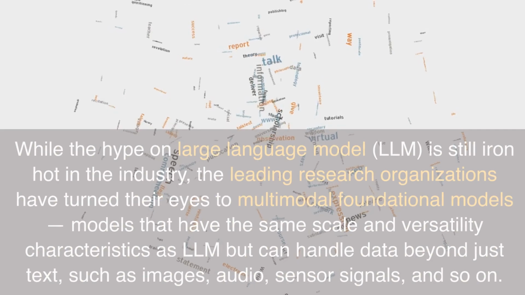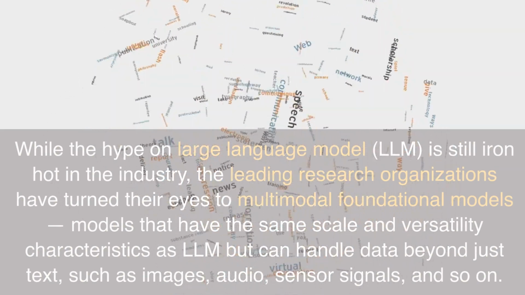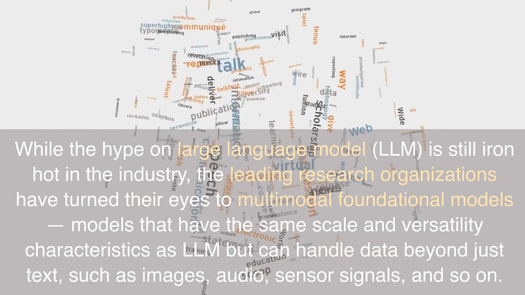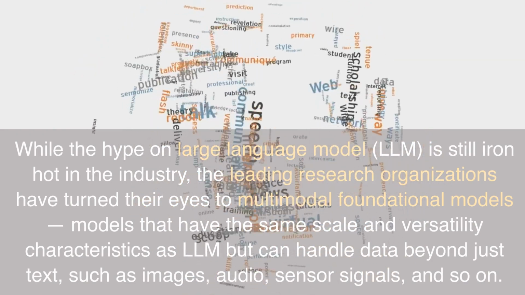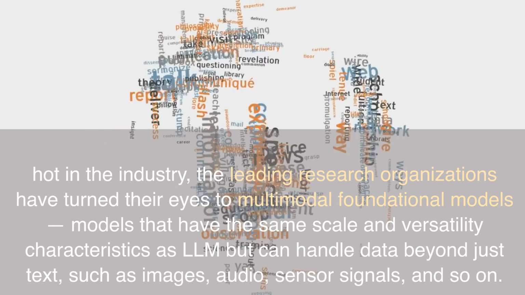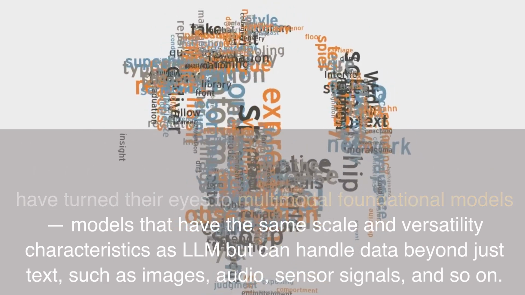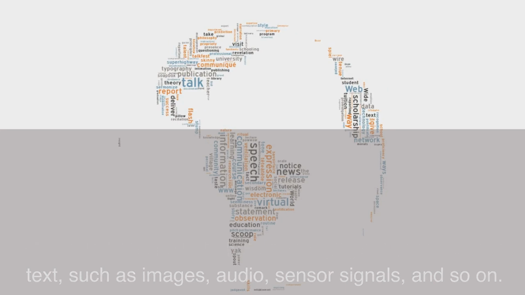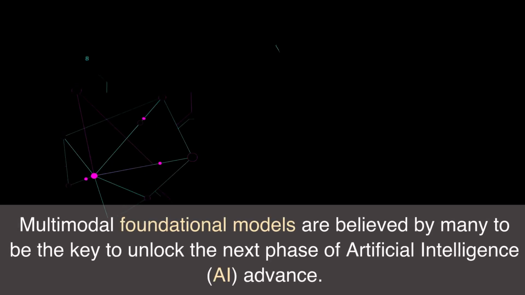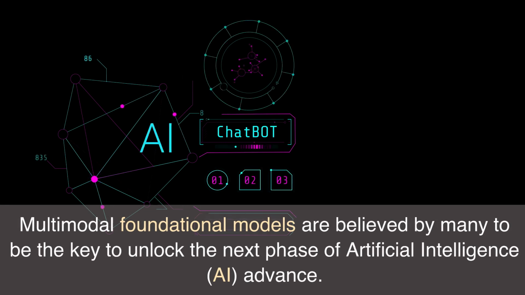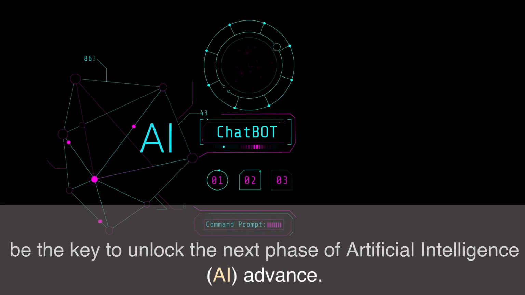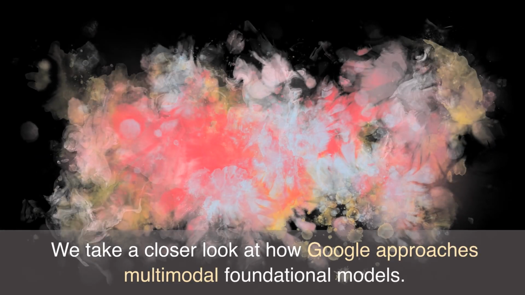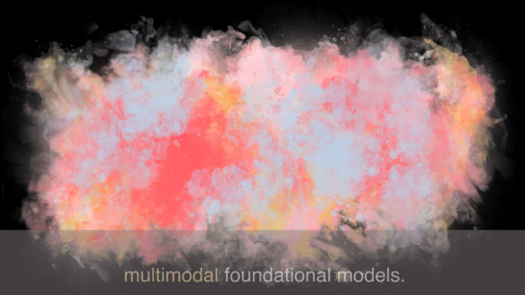While the hype on large language models, LLMs, is still red hot in the industry, the leading research organizations have turned their eyes to multimodal foundational models, models that have the same scale and versatility characteristics as LLMs, but can handle data beyond just text, such as images, audio, sensor signals, and so on. Multimodal foundational models are believed by many to be the key to unlock the next phase of artificial intelligence, AI, advance. We take a closer look at how Google approaches multimodal foundational models.